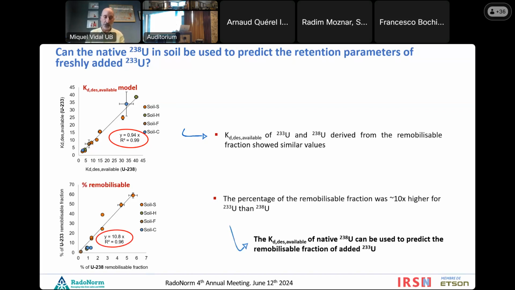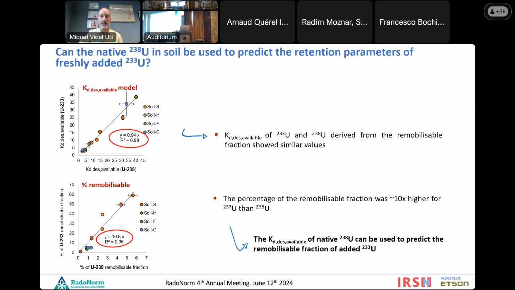So the labile fraction for the recently added uranium was about one order of magnitude higher than the removable fraction for the native uranium. But it's true that we can predict the available desorption KD of the recently added uranium based on data from the native uranium.